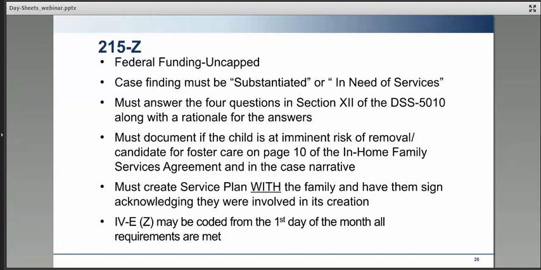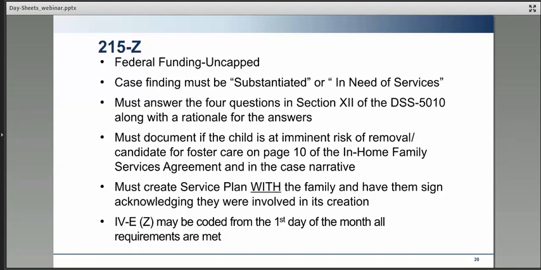So when you develop that plan with the family, and then have them sign, that signature is acknowledging that they were involved with the creation of the service plan with you. And once you've met that requirement, and usually that is going to be the last requirement that needs to be met, because the others will generally come a little sooner in the process, but once you've met all 4 of those requirements, 4E can be coded. Now, you can also go back to the first day of the month in which you met the requirements in Code 4E.